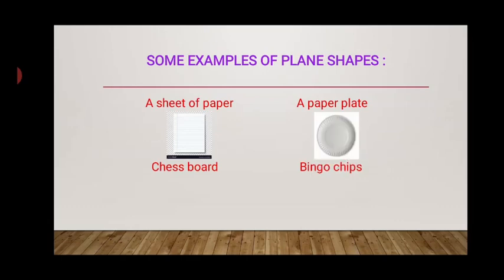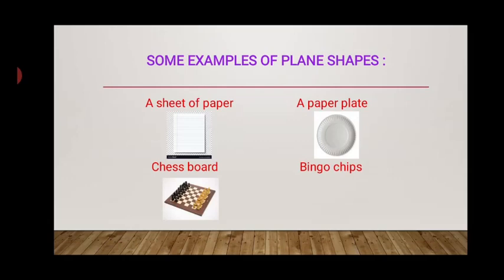See the next example, a paper plate. You all know, when you go to a birthday party you get cake and that cake is kept on a paper plate. So this paper plate is in circle shape and it is also flat. The next example is a chessboard. You might not know it, but you know about the snake and ladder board, which you play. That board is square in shape and it is also flat.